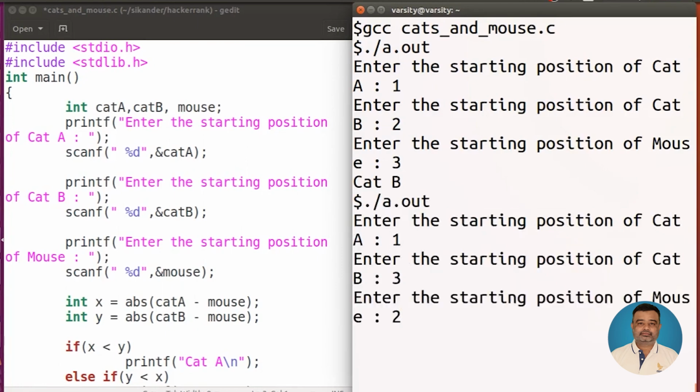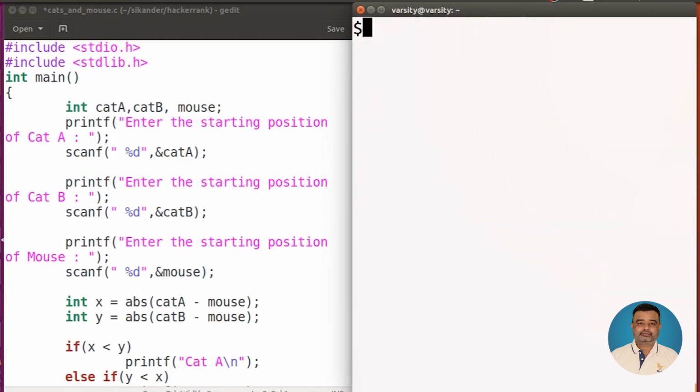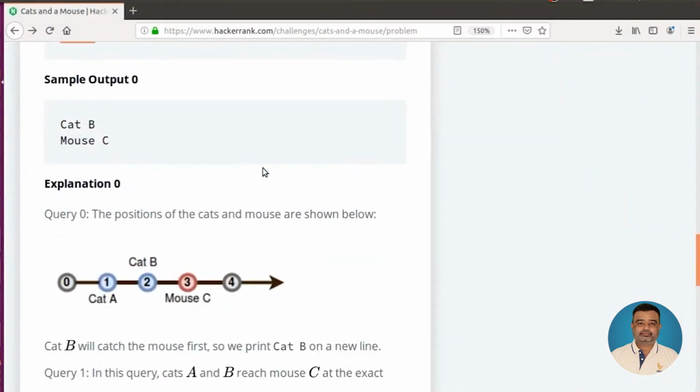Now the difference is exactly 1 and 1, and mouse wins. So this we can verify with various inputs. Let's go back to the question which is present in HackerRank and try to see is this sufficient or do we need to do something more there.